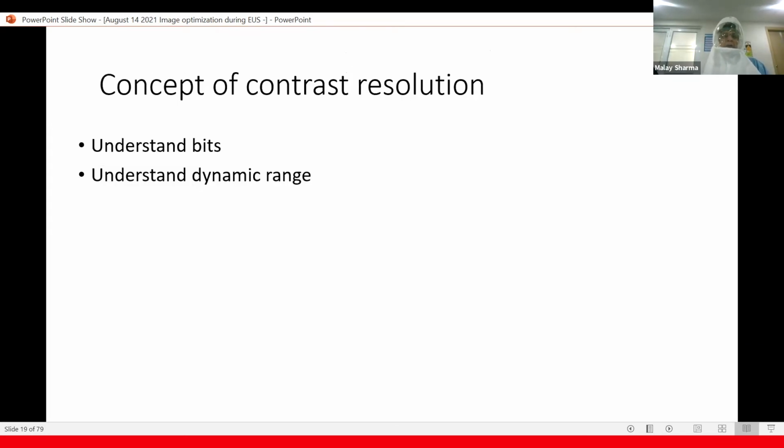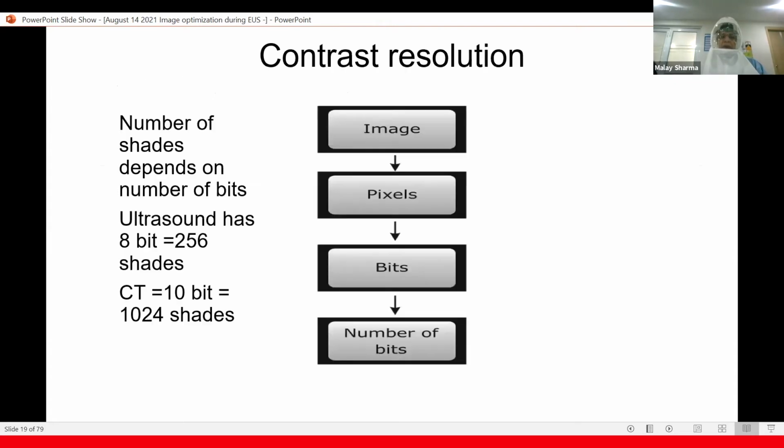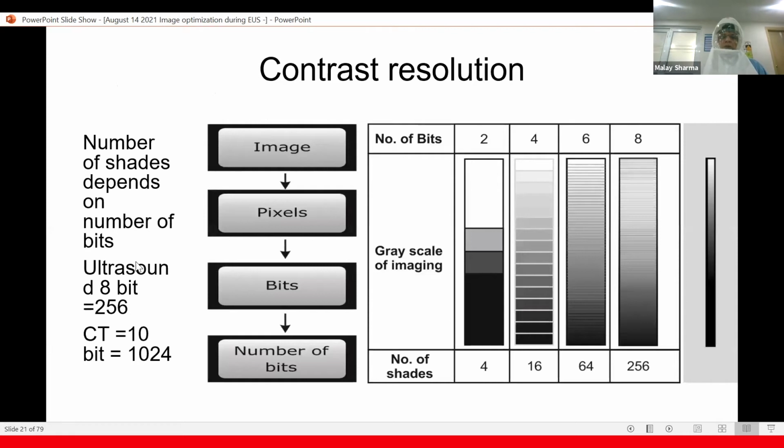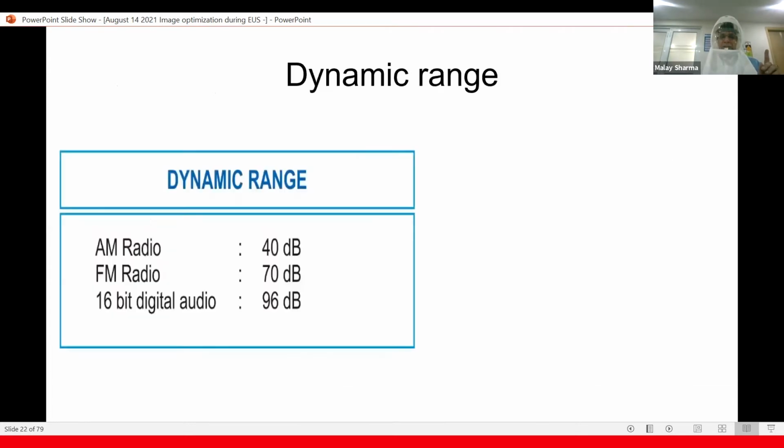The contrast resolution, I will explain as bits and dynamic range. This is how you see pixels in an image. A pixel is made of bits, and the number of bits decides the contrast. In ultrasound, this is responsible for forming the image, and an 8-bit image forms 256 gray levels. We will adjust how to show the dynamic range for contrast: when to decrease dynamic range, when to have a normal dynamic range.